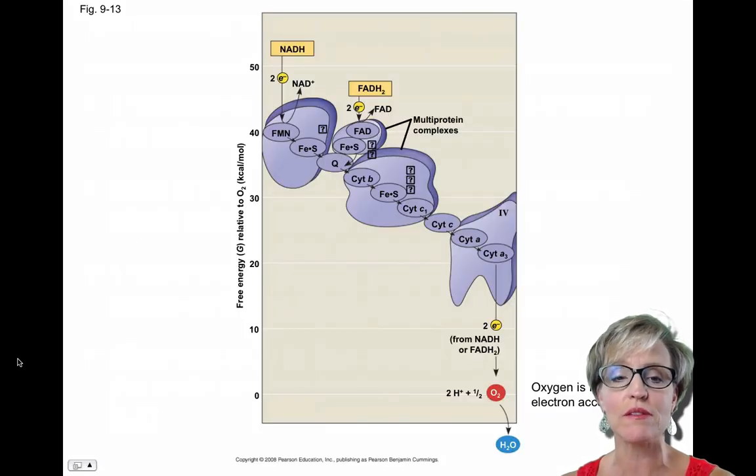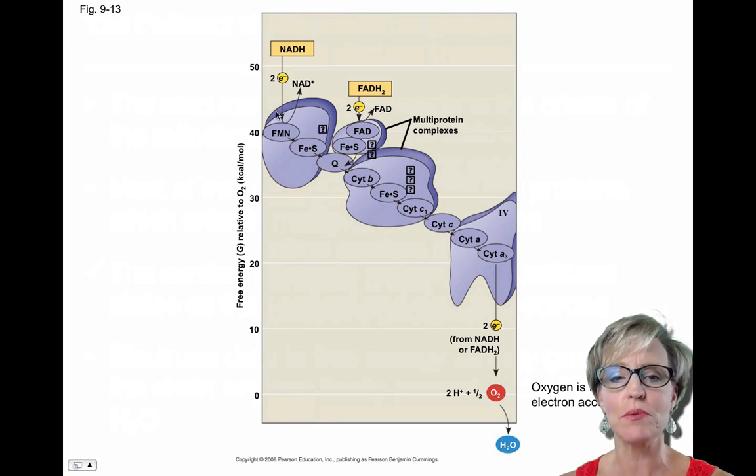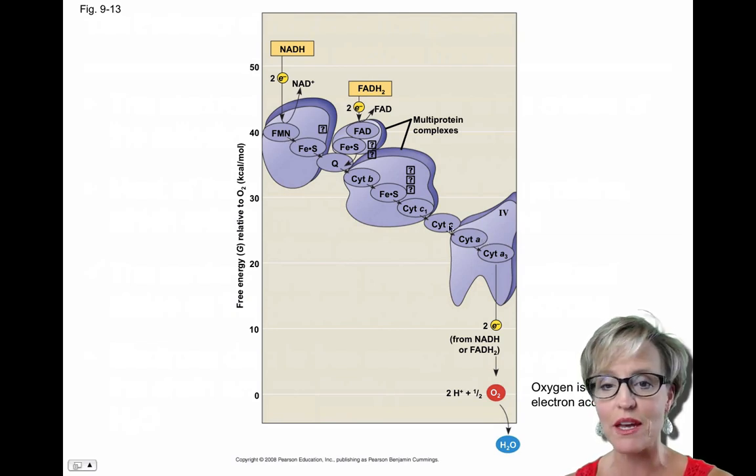So let's look at this. This picture is in your book, and again, I recommend you really study pictures. This is the first protein complex, and we've got 4 of them in the electron transport chain. These are called cytochromes. Most of them are organic molecules. You do not have to know the names of any of them.